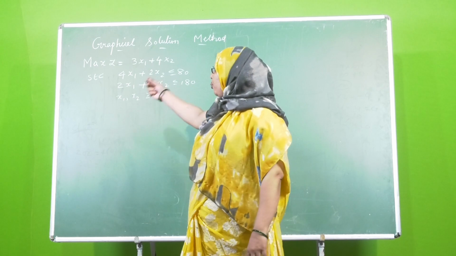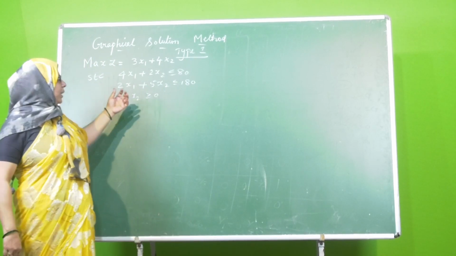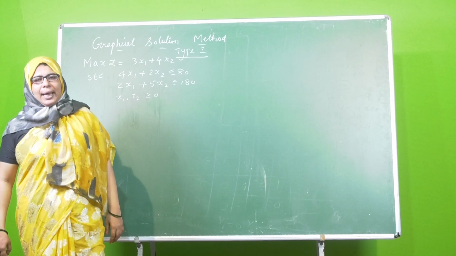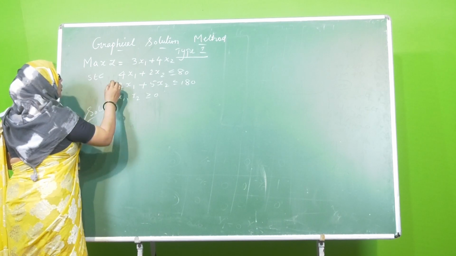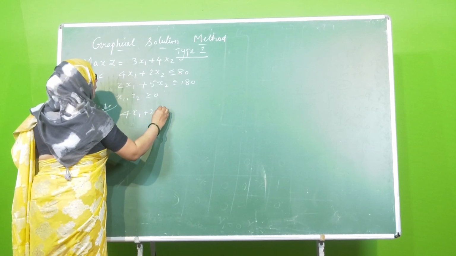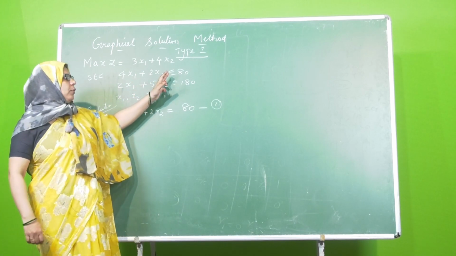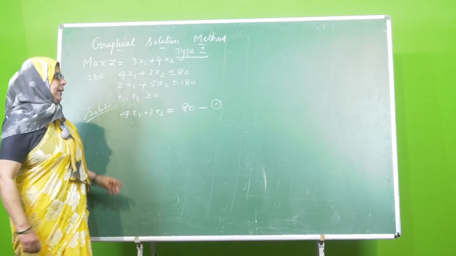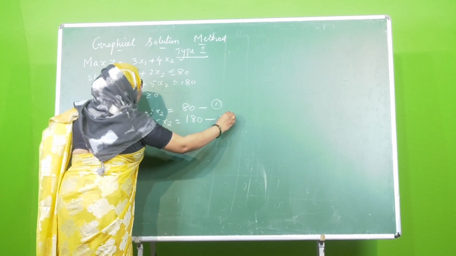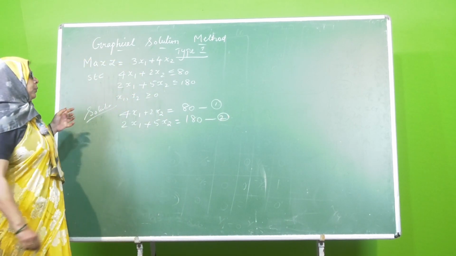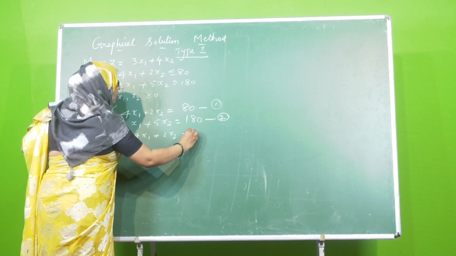So now what is the type? This is method 1 or type 1, because the two constraints are of the less than or equal to type. So what is the solution? First, we have 4x1 plus 2x2 equal to 80, equation 1. You have to convert the less than or equal to sign into an equality sign. Then 2x1 plus 5x2 is equal to 180, equation 2.